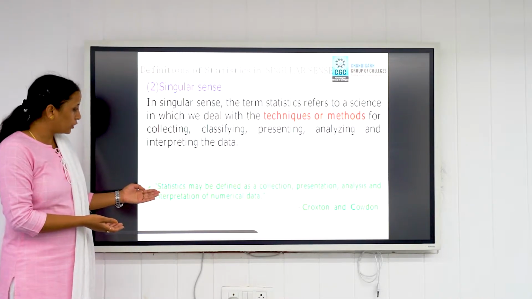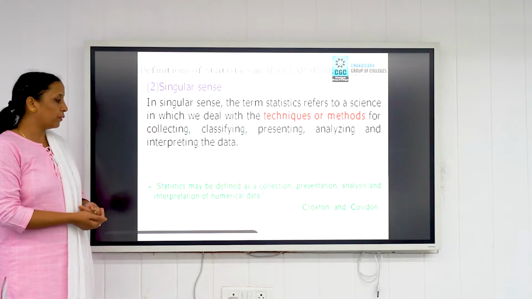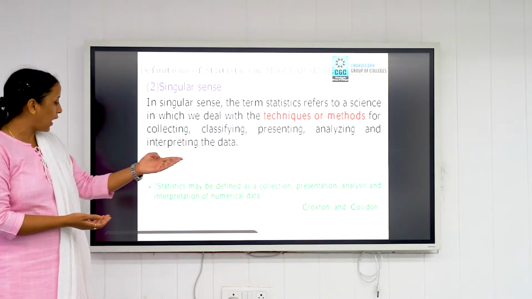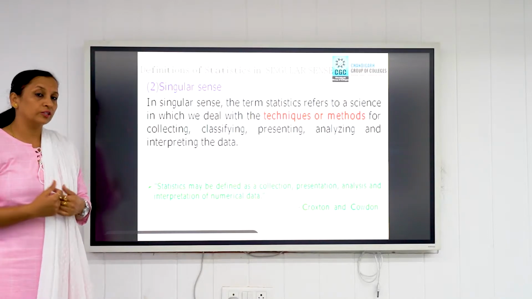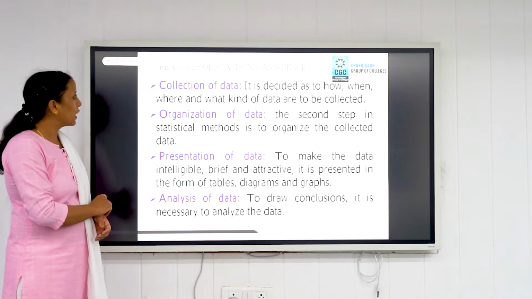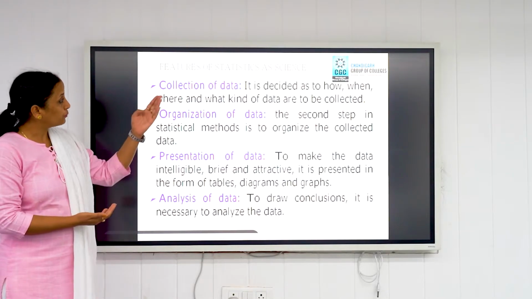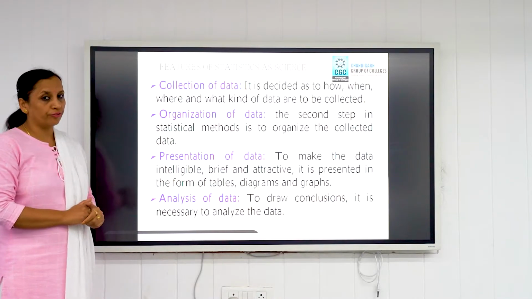Then come to the definition of Croxton and Cowden. Statistics may be defined as the collection, presentation, analysis, and interpretation of numerical data or numerical facts only. Now come to the features of the singular sense. The first one is the collection of data.